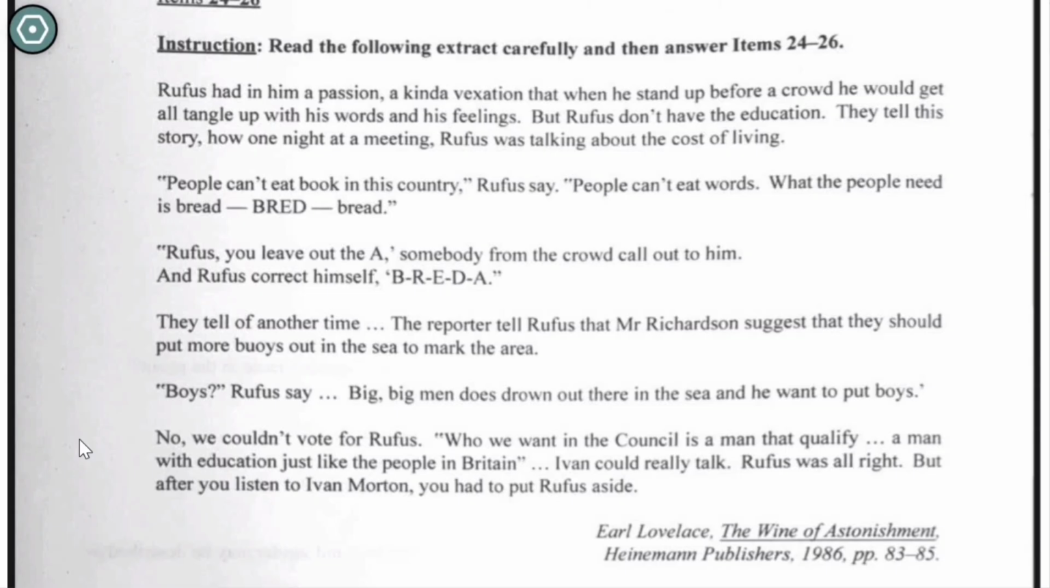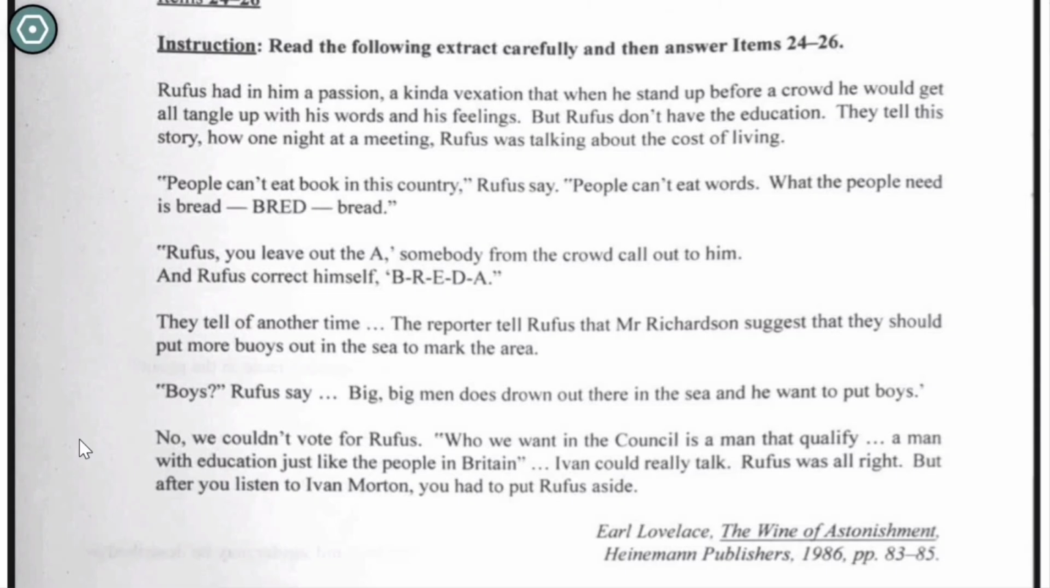They tell of another time, the reporter told Rufus that Mr. Richardson suggests that they should put more boys out in the sea to mark the area. Boys, Rufus say, big men does drown out there in the sea and he want to put boys? No, we couldn't vote for Rufus. Who we want in the council is a man that qualify, a man with education just like the people in Britain.